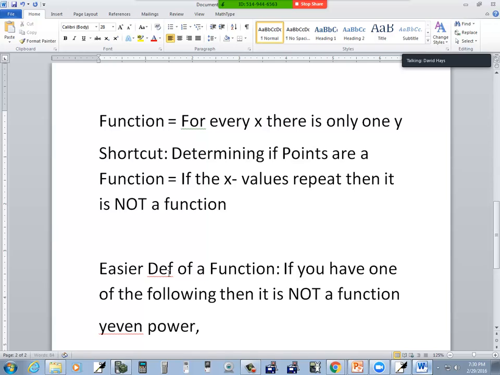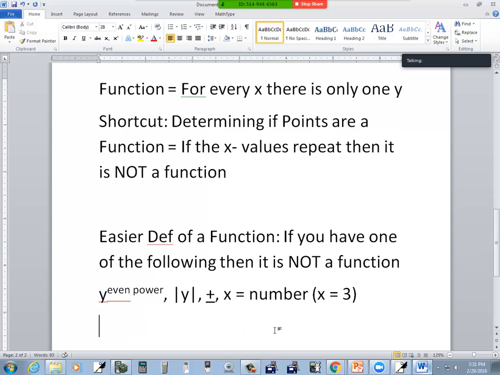If you have y to an even power, then it's not a function. If you have the absolute value of y, it's not a function. If you have the plus or minus symbol, it's not a function. Or if you have x is equal to a number. What I mean by that is something like x is equal to 3, with nothing else in the problem. Now these are the popular ones that we see in college algebra. You go on to trig and calculus and you build onto this list.